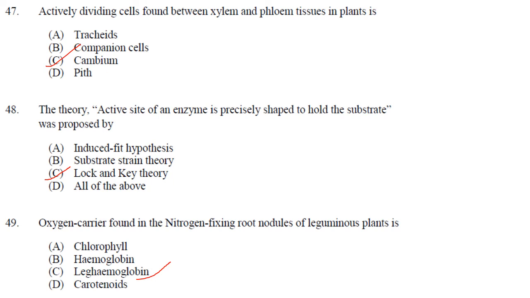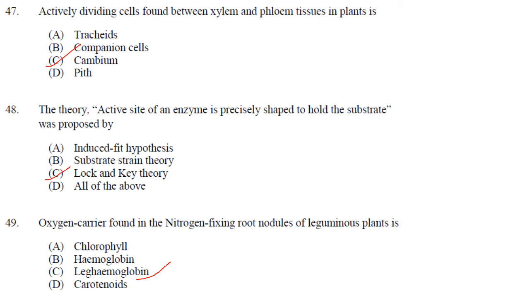Then the theory that the active site of an enzyme is precisely shaped to hold the substrate was proposed by... So we will see one by one. The induced fit hypothesis is a model depicting the enzyme-substrate interaction. The substrate bound to the active site of an enzyme undergoes changes to attain an optimal fit. So that is the case of induced fit hypothesis. Then substrate strain theory. Substrate binds to the preformed active site of the enzyme and induces a strain to the substrate. The strained substrate leads to the formation of product.